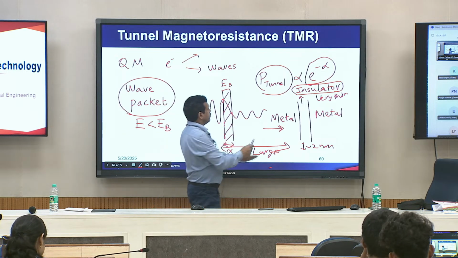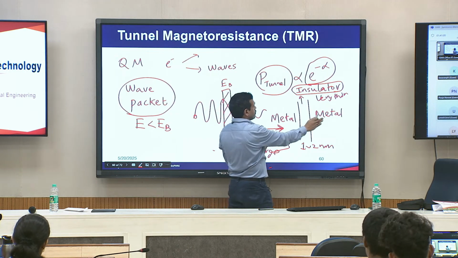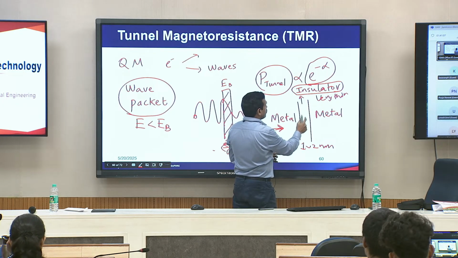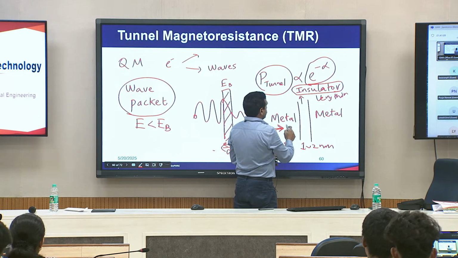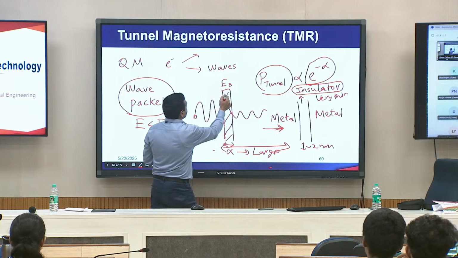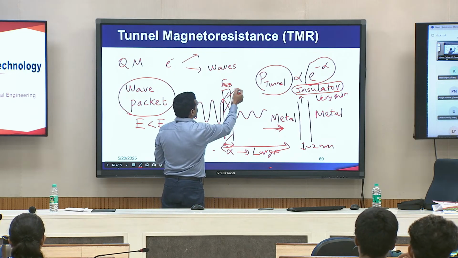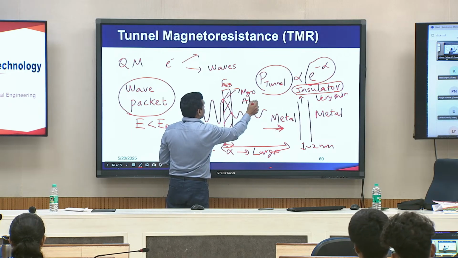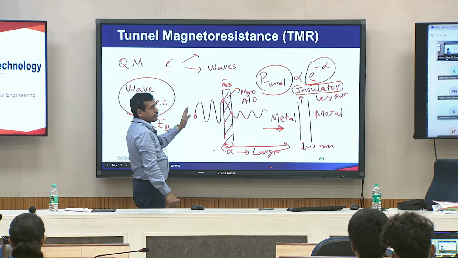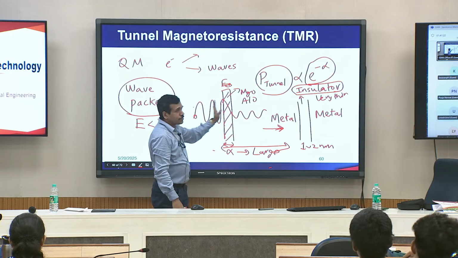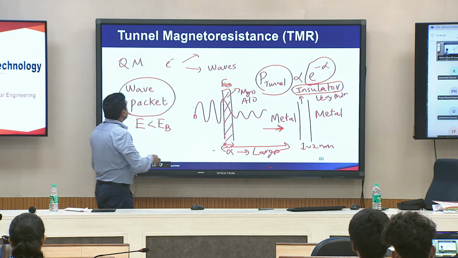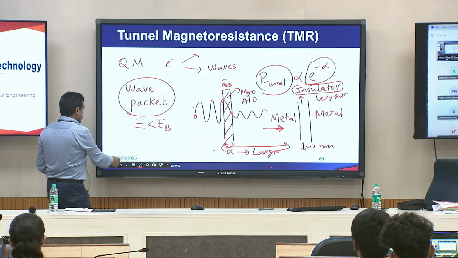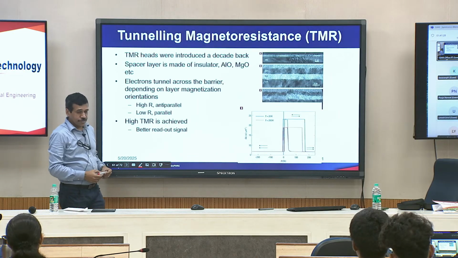So, we have two metals, and metals have no problem in conducting electrons, but when you have a thin layer of insulator, again like this, here we can say this is some insulator like magnesium oxide or aluminum oxide, electrons can tunnel from one side to the other side. Okay. So, this concept is used in the tunneling magnetoresistance sensor.